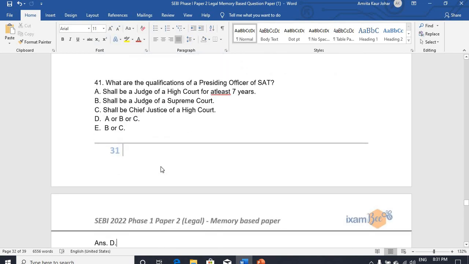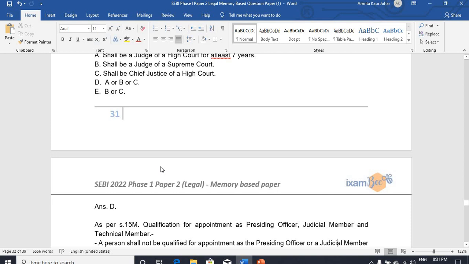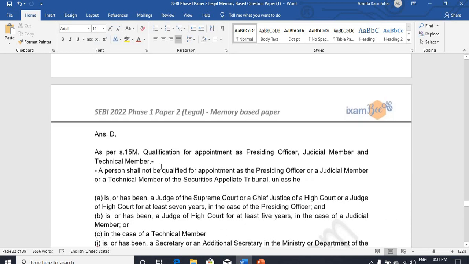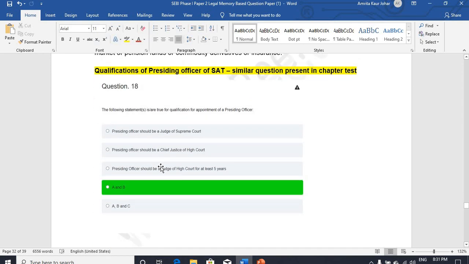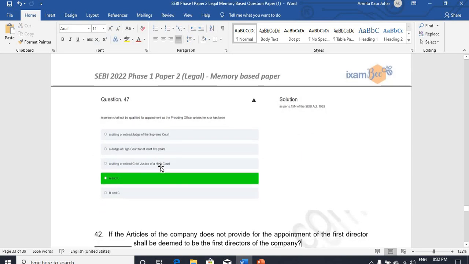41st question, what are the qualifications of a presiding officer of SAT? The qualifications are provided under section 15M of the Act, which provides that the correct option is D, A or B or C, that is, he shall be a judge of a high court for at least 7 years, or shall be a judge of Supreme Court, or shall be a Chief Justice of a High Court. Either of the three qualifications can be there, and that is provided under section 15M of the Act for your reference. A similar question was there in our material in the chapter test of ixamBee, which you can refer here.